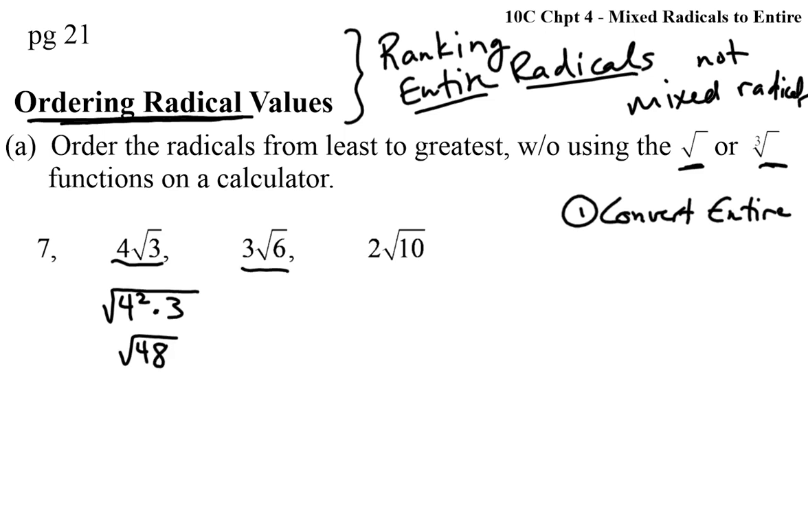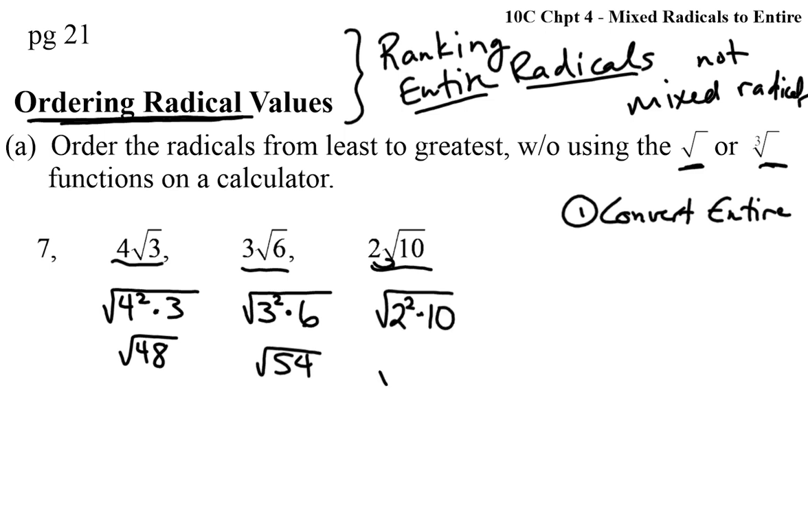3 root 6. To put the 3 under, I need to square it to put it back under the root sign. Multiply by 6. This gives us 9 times 6, which is 54. 2 root 10. Well, to put the 2 back under, I need to square the 2 and multiply by the radicand that's already there. 2 squared is 4. 4 times 10, we have square root 40.